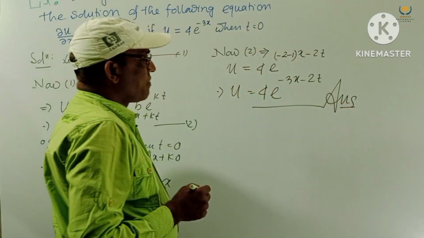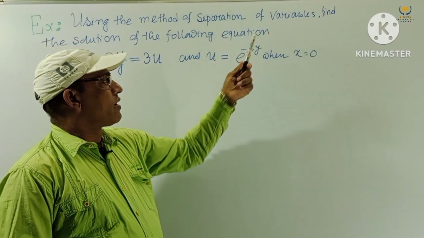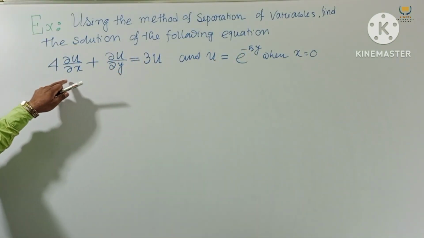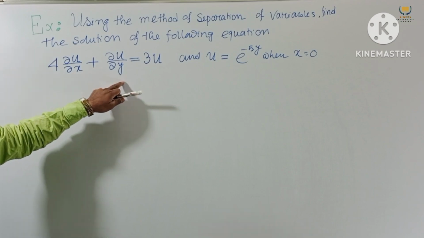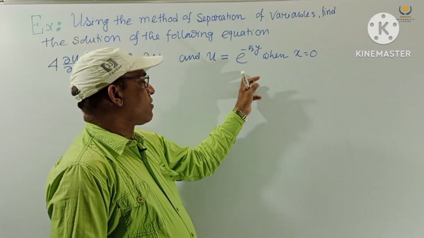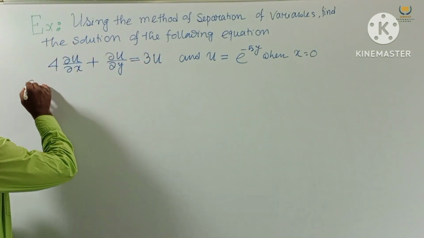Very easy solution, very interesting. Consider another problem using the method of separation of variables. Find the solution of the following equation: 4 ∂u/∂x + ∂u/∂y = 3u, and the condition given is u = e^(-5y) when x = 0. Now, solution.